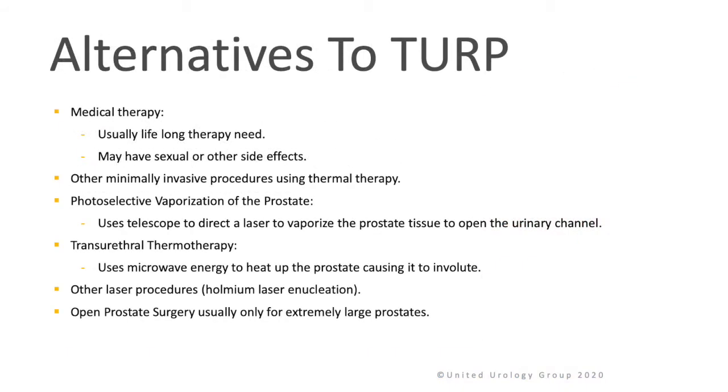Alternatives to TURP: medical therapy, usually lifelong need. You may have sexual side effects and/or other side effects. Other minimally invasive procedures using thermal therapy. Photoselective vaporization of the prostate. This is a procedure that uses a telescope to direct a laser to vaporize the prostate tissue to open the urinary channel. Transurethral thermotherapy. This procedure uses microwave energy to heat up the prostate to cause it to involute. Other laser procedures such as holmium laser enucleation and open prostate surgery, which is usually reserved for only extremely large prostates.